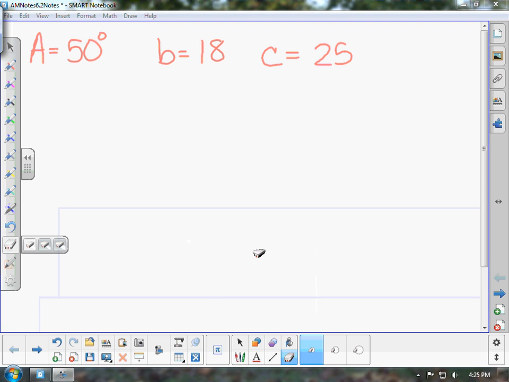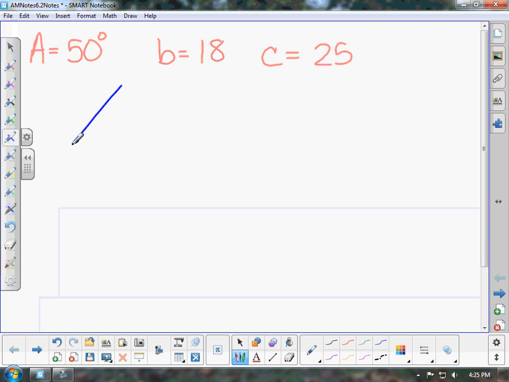In section 1 of chapter 6, we dealt with figuring out parts of a triangle that were not right triangles anymore, and we used the law of sines to do that. The one thing that you need to have in order to use the law of sines is an angle measure and the length of a side that is opposite it.